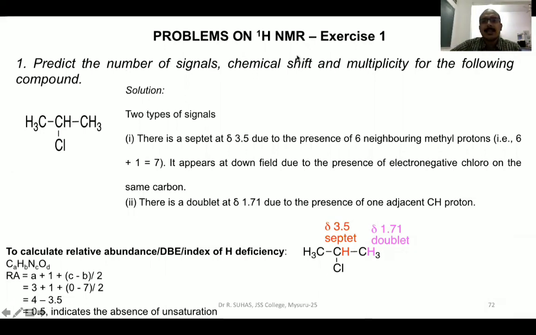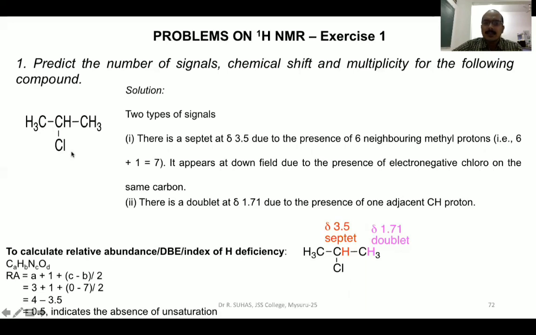Next, we have to predict the chemical shift and multiplicity. When we talk about the chemical shift, we can see that CH3 is primary alkyl. Primary alkyl, the value should usually be 0.7 to 1.